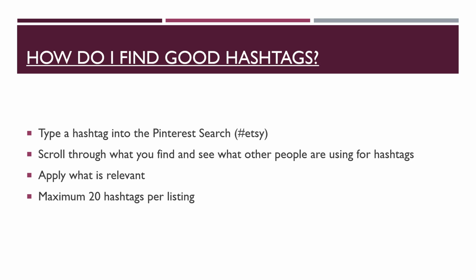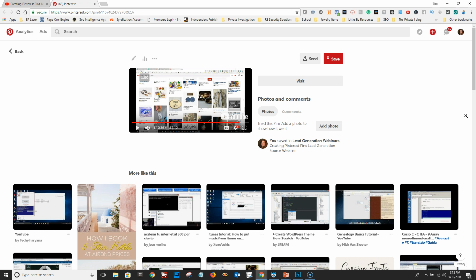How do I find good hashtags? This is actually a really good question that came in. Type a hashtag into the Pinterest search, and I'll show you how to do this in just a second. For example, hashtag Etsy. Scroll through what you find, see what other people are using for hashtags, and then apply what is relevant. And of course, remember a maximum of 20 hashtags per listing. So let me show you what I mean by this.